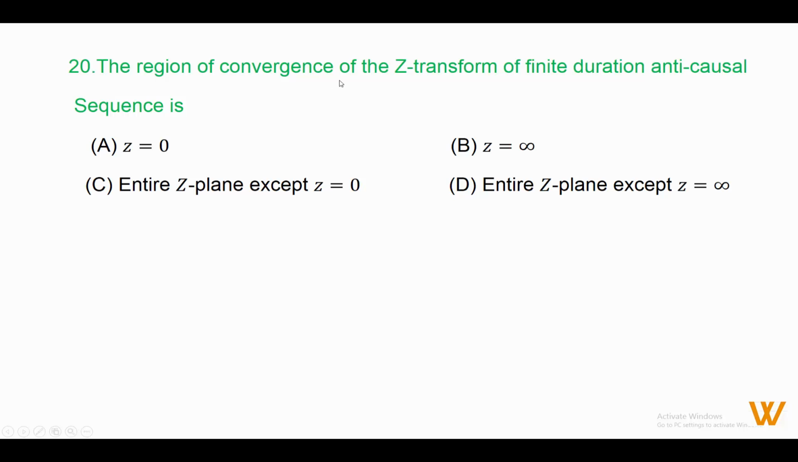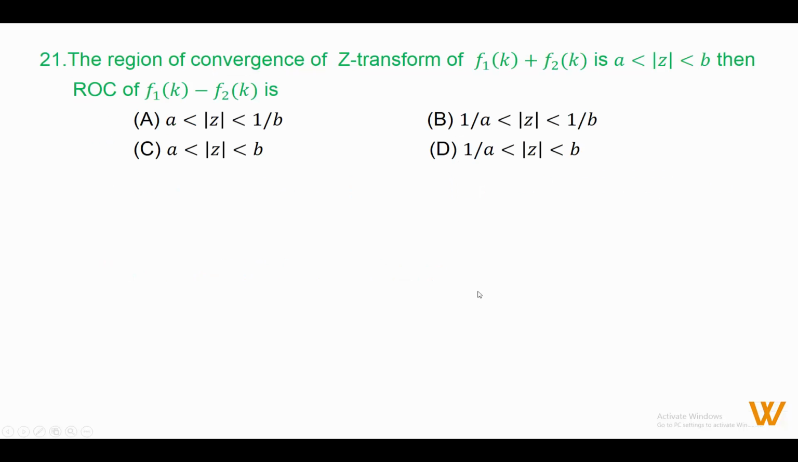20. The region of convergence of Z transform of finite duration anti-causal sequence is entire Z plane except Z equal to infinity. Answer is D option, entire Z plane except Z equal to infinity.